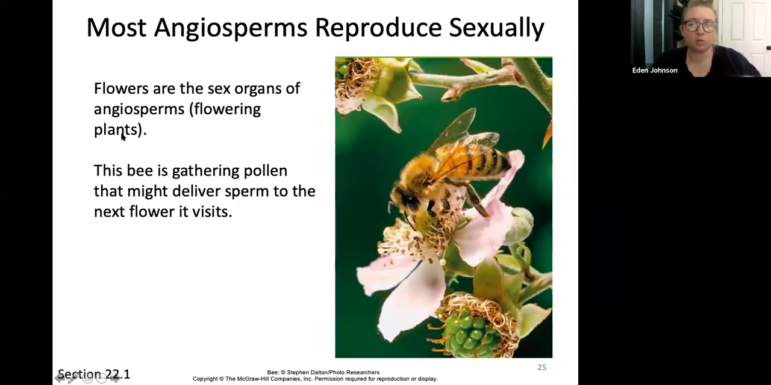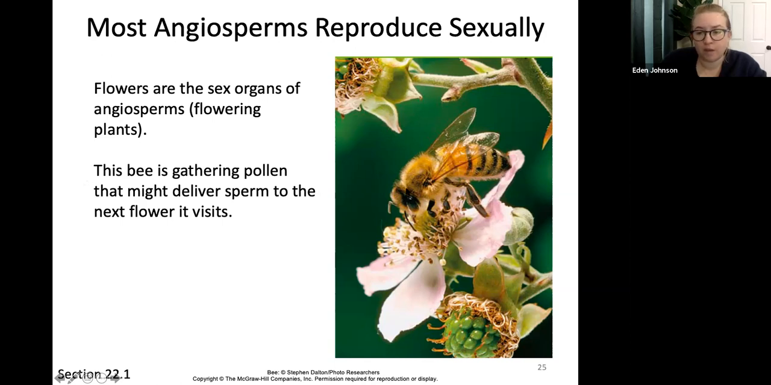So flowers are the sex organs of angiosperms. Angiosperm is a flowering plant. Okay, so angiosperms are flowering plants. Gymnosperms are not flowering plants. So they make things like pine cones, for instance, not flowers.